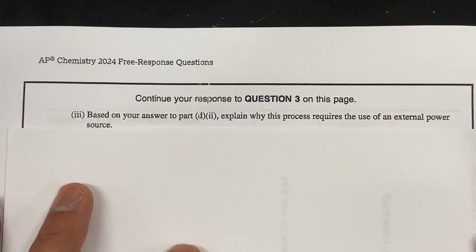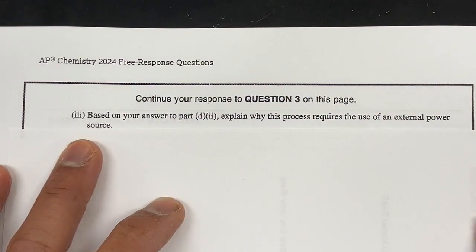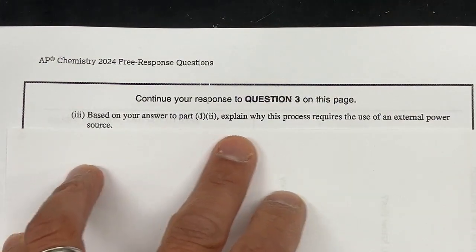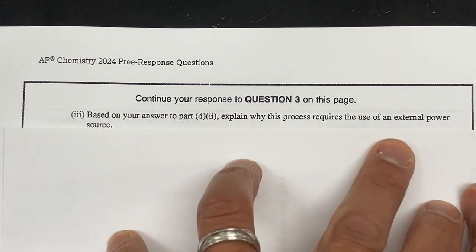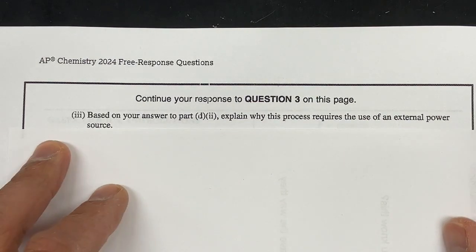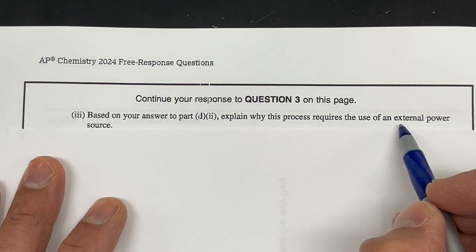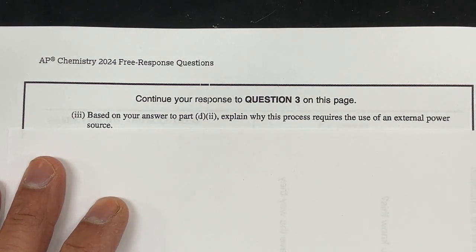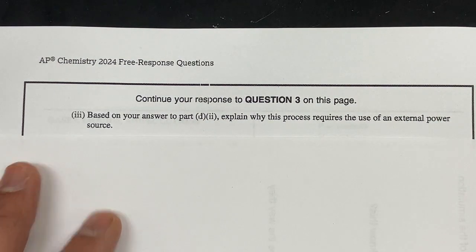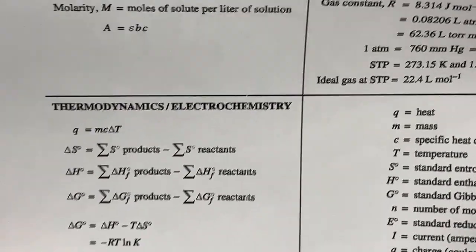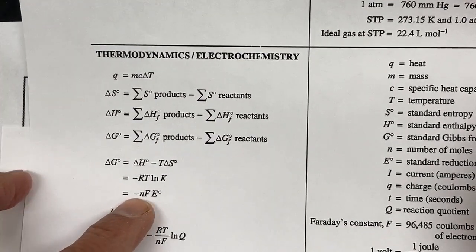Okay, next. So next part, based on your answer, why does the process require an external power source? Well, okay, so they didn't even ask you if you thought it was favorable or not. They're just telling you, why does it need a power source? Which means it has to not be favorable, right? So remember, there's this equation on the equation sheet. Delta G equals negative NFE.